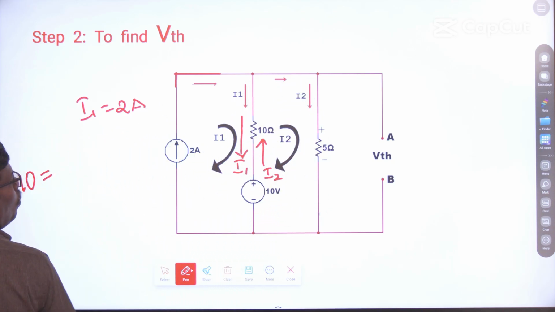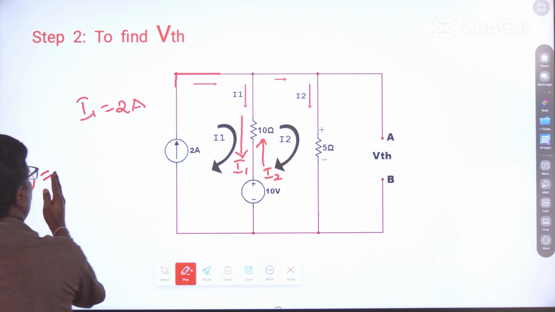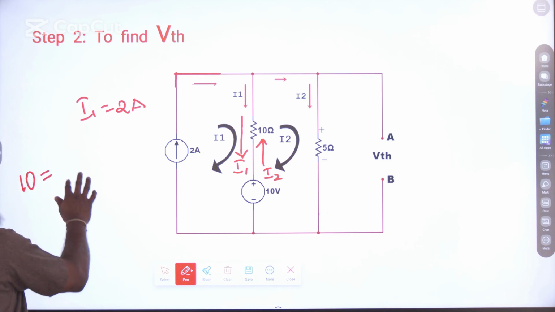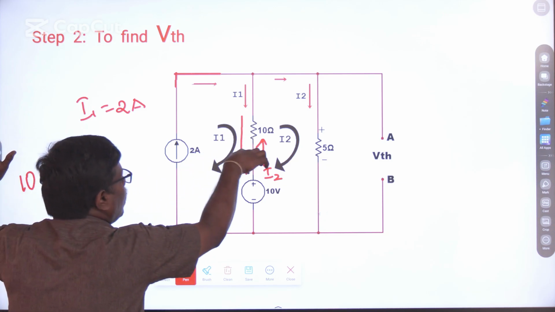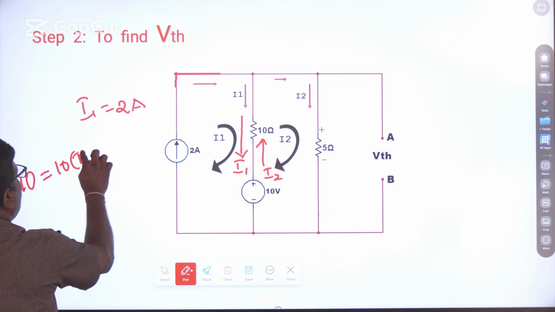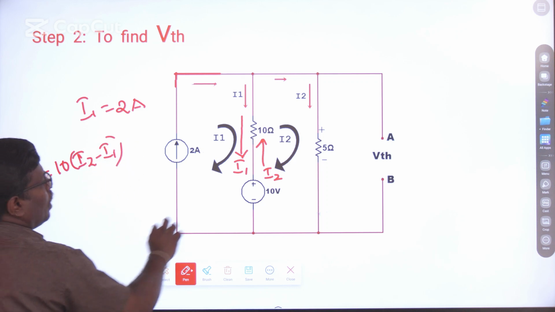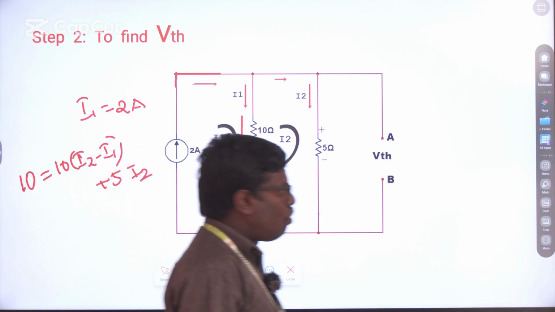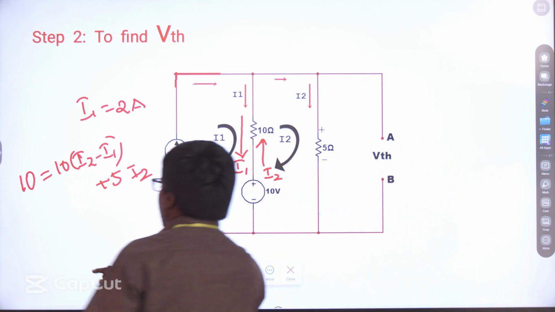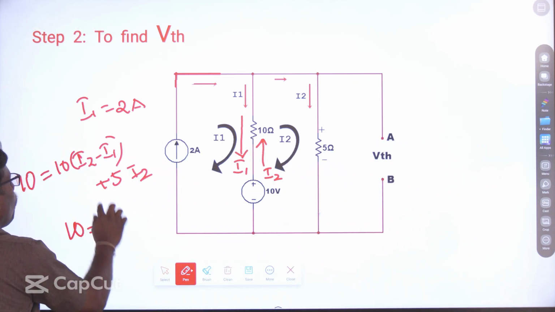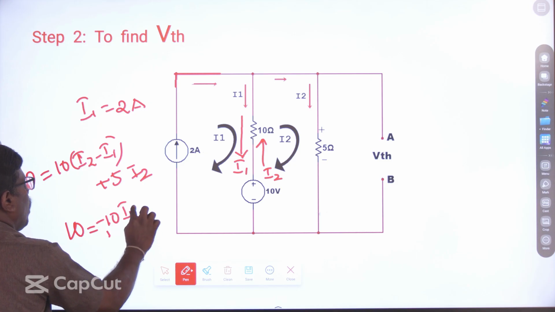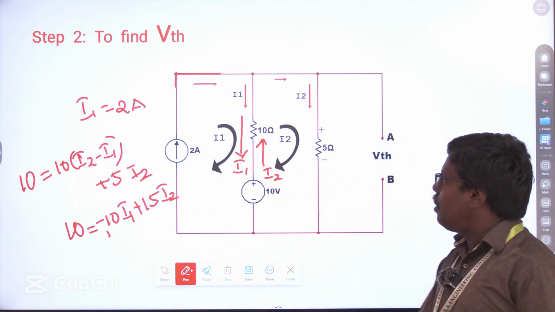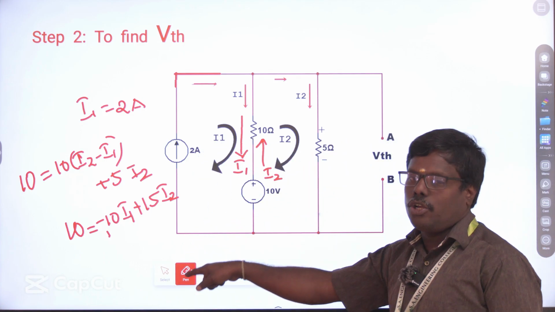10 is equal to, there is a drop, so I am bringing all the voltage rise to one side and the drop to the other side. I am going to write it as 10 into, it is entering and leaving here, so I2 minus I1, then again plus 5 I2. So I got the equation. If I simplify, I can write it as 10 is equal to minus 10 I1 plus 15 I2. I know the value for I1, so I substitute I1 and I can find the I2 value.